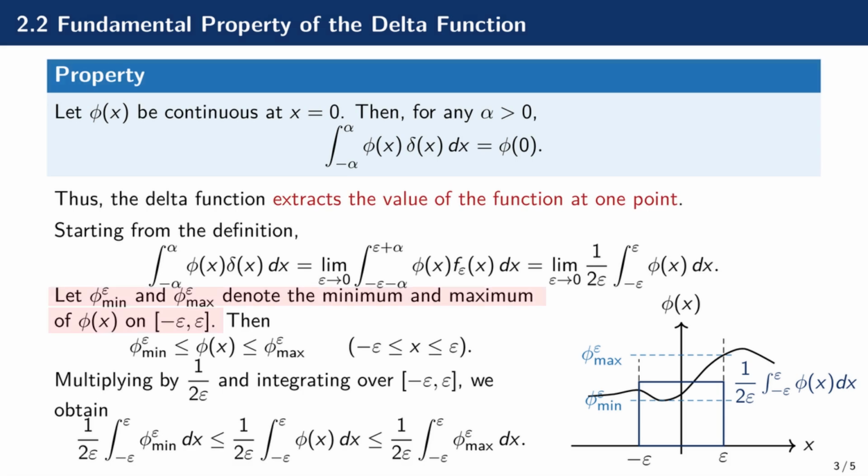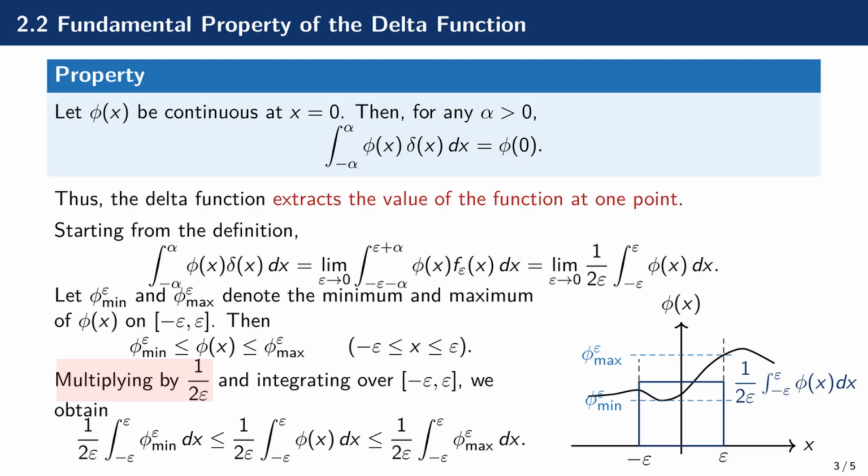Let phi(x) be a continuous function. Within this interval, phi(x) takes values between a minimum value and a maximum value. So we write phi_min is less than or equal to phi(x), and phi(x) is less than or equal to phi_max.